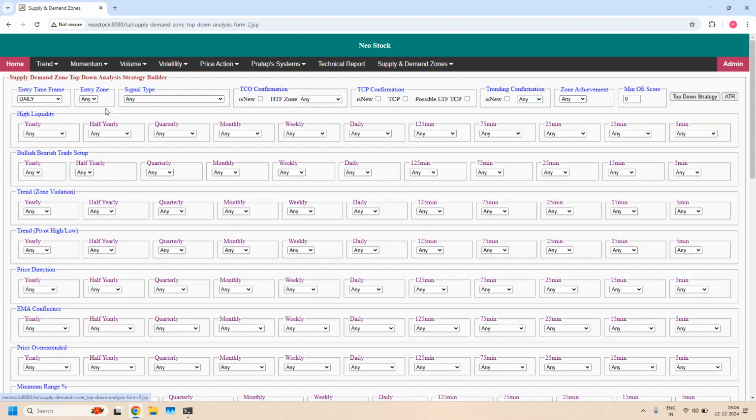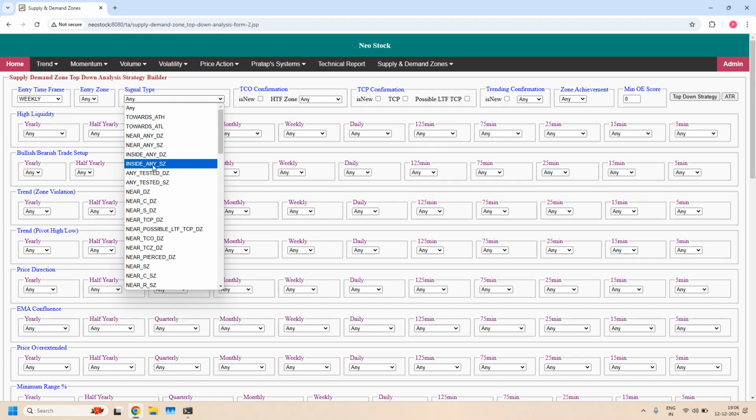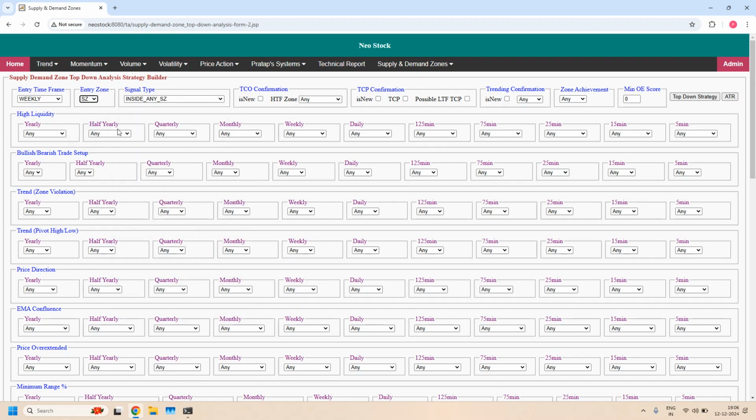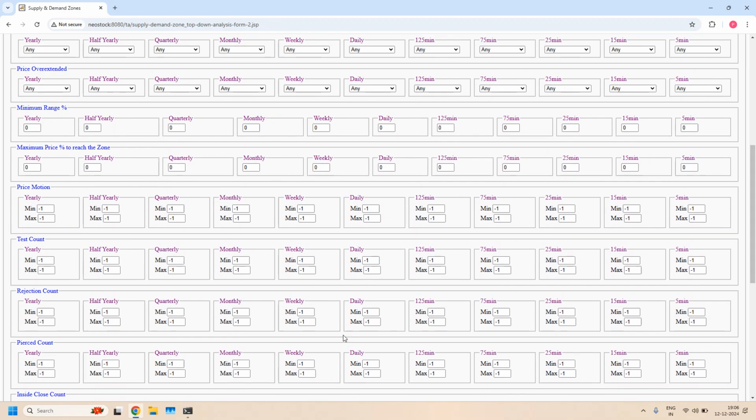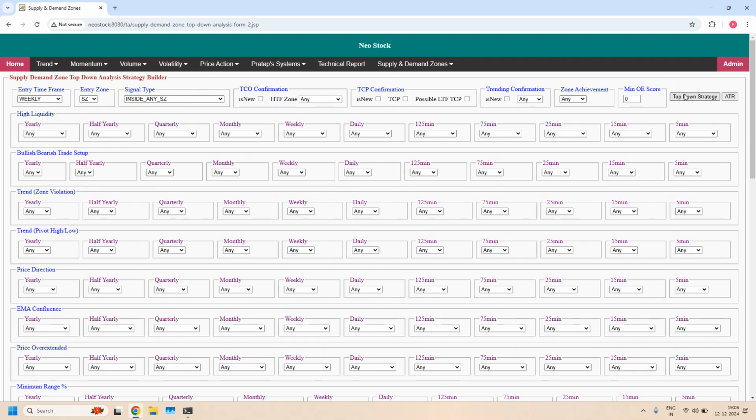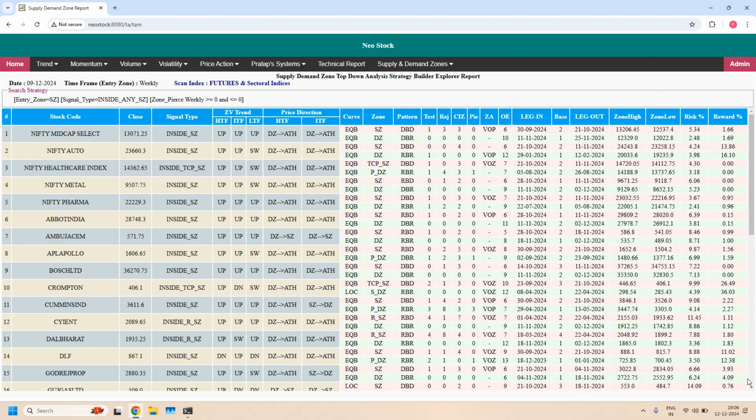Next, weekly time frame. Price closed inside weekly supply zone, and these weekly supply zones should not be pierced. So in the pierced count at weekly time frame, I am setting minimum value 0, maximum value 0. That means the weekly supply zone is not pierced. Let's filter. We got a good number of stocks. First 15 stocks in the list. I am scrolling the list down.